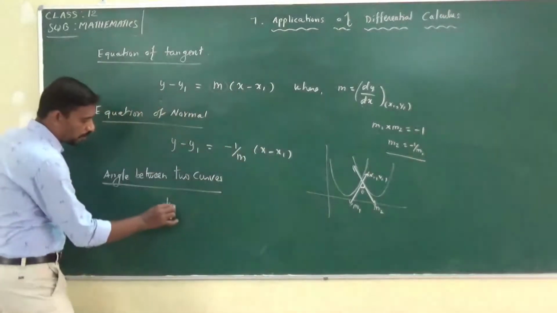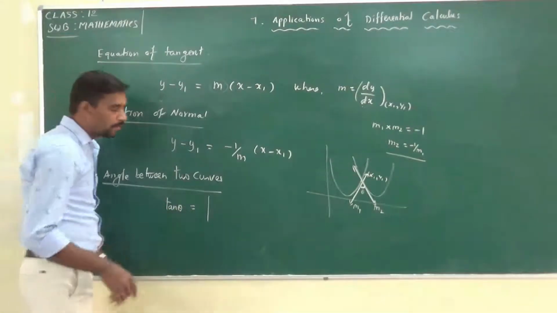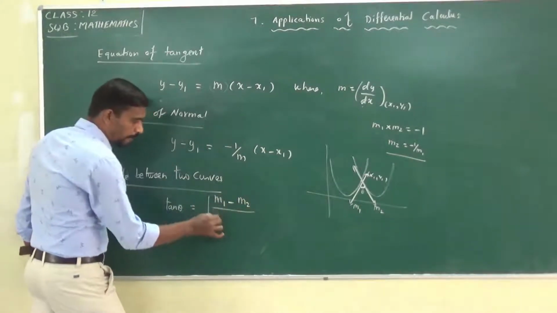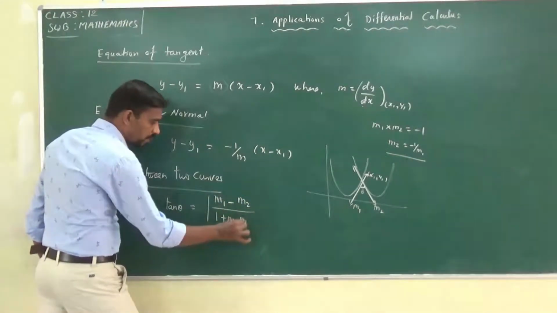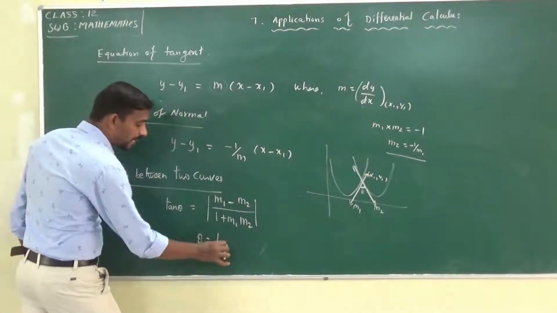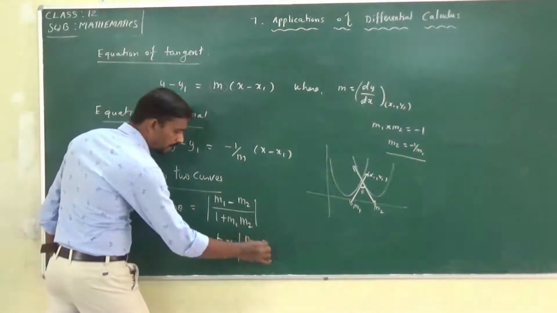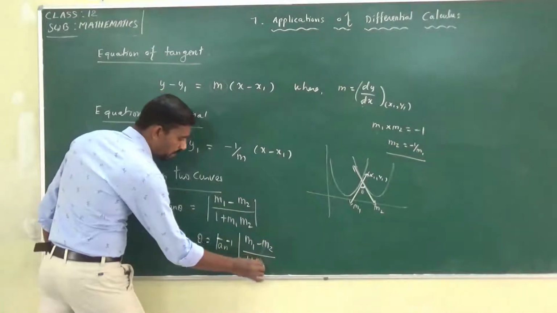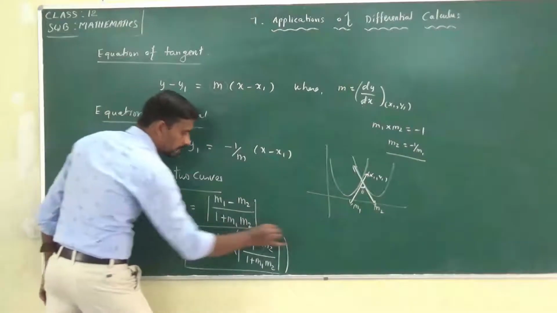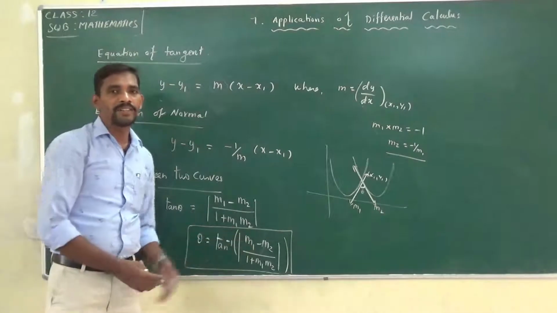How? We use the formula tan theta is equal to the modulus of (m1 minus m2) divided by (1 plus m1 m2), because the angle should not come out negative. So theta is equal to tan inverse of the modulus of (m1 minus m2) divided by (1 plus m1 m2). This is the required formula for calculating the angle between two curves.